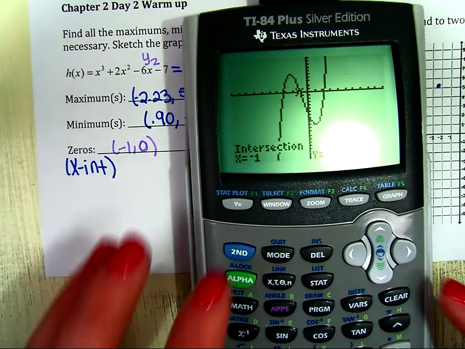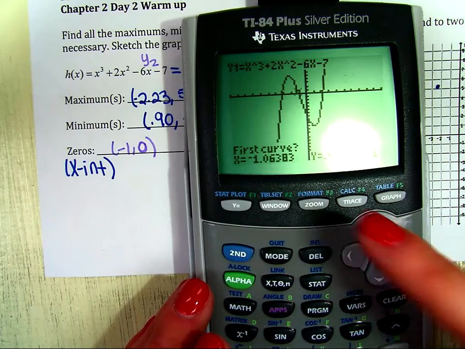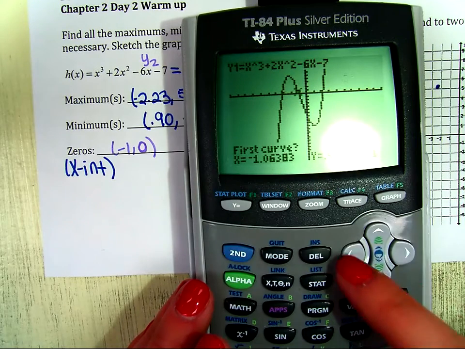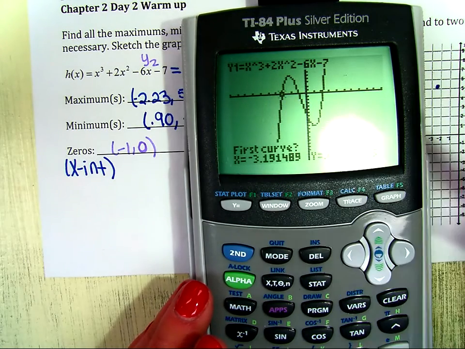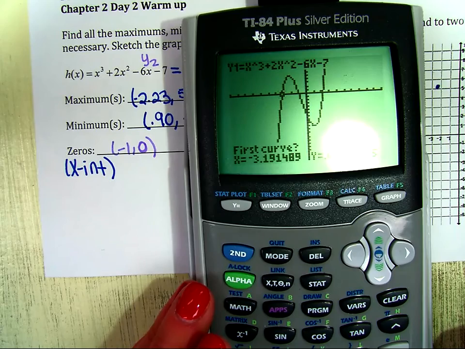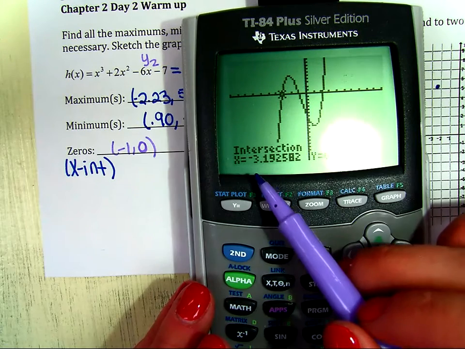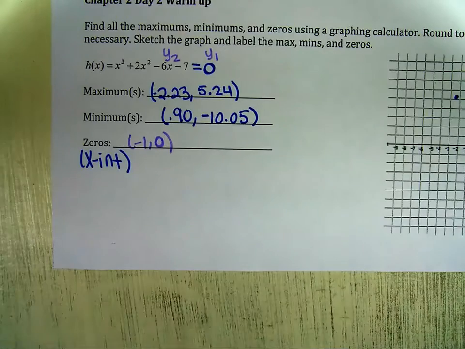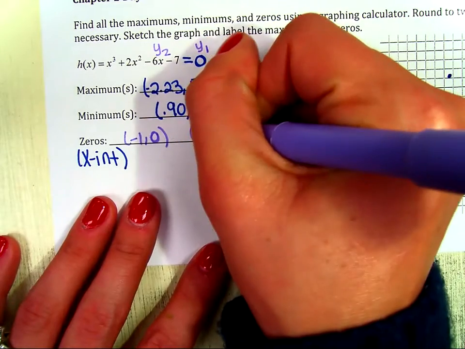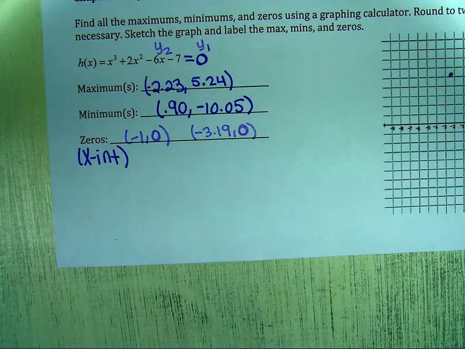All right, second trace, intersect. Before we start pressing enter 3 times, let's arrow over so we're closer to this 0. We already found this one. If we arrow over to where we're close to the other one, if we now press enter 3 times, 1, 2, 3, again, it gives you the one you're closest to. So that's -3.19, 0. All right, we have one more, the one all the way to the right.